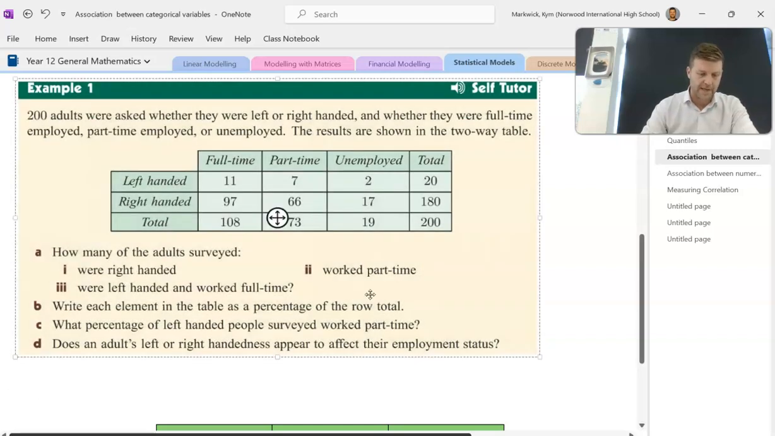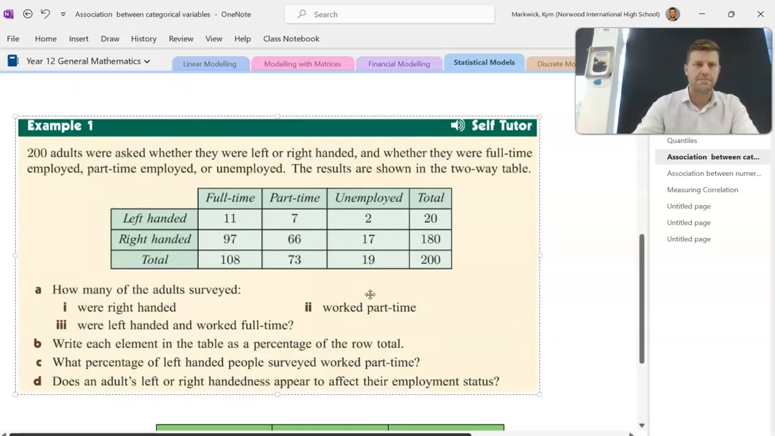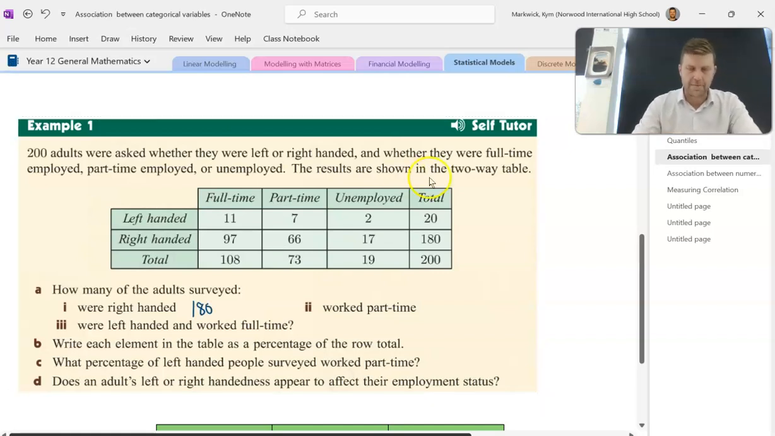But the first question says, how many of those adults surveyed were right-handed? So I'm going to move across the row here, and it says that 180 of the 200 were right-handed. So that's the answer there. How many worked part-time? Now I'm going to look at the part-time column. 73 in total were part-time. And how many were left-handed and worked full-time? Here I'm looking at left-handed and full-time, where that row and that column meet. It says that 11 left-handers that were surveyed were in full-time employment.